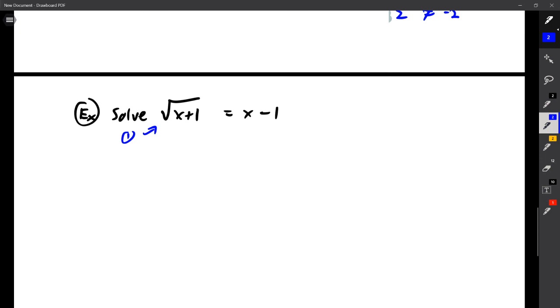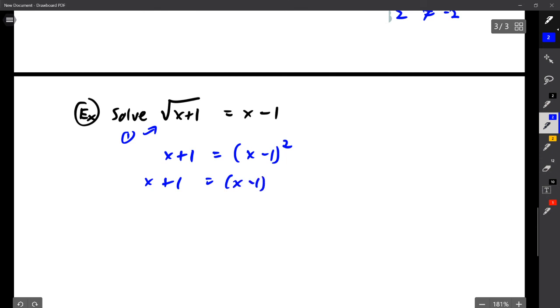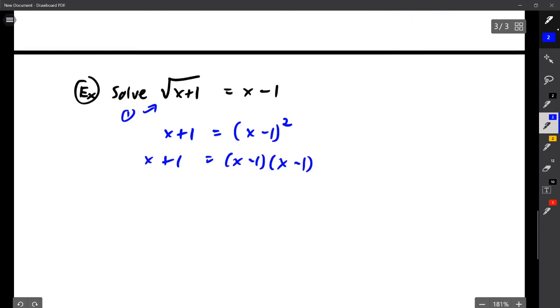So when I square the left-hand side, the radical goes away, and I'm just left with x plus 1. But when I square the right-hand side, I have to square the entire side. So that's the whole x minus 1 being squared. Now if I show what's going on, I still have x plus 1. Well, x minus 1 squared is the same thing as x minus 1 times another x minus 1.